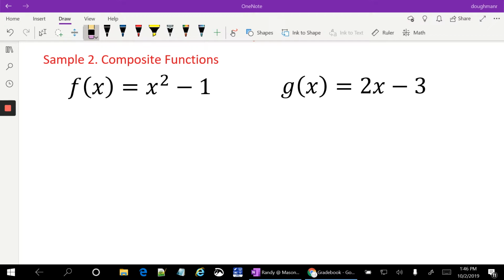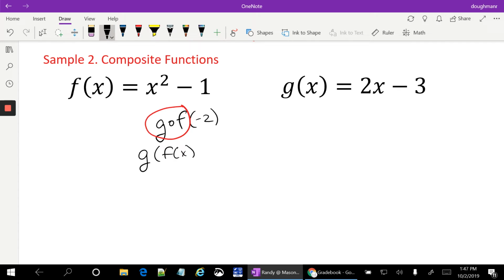Sample problem for composite functions. So in this case, we're going to take the question, what is g of f of -2? Well, really let's attack this. g of f is the same as saying g of f of x. All right, and then we'll deal with that -2 later.